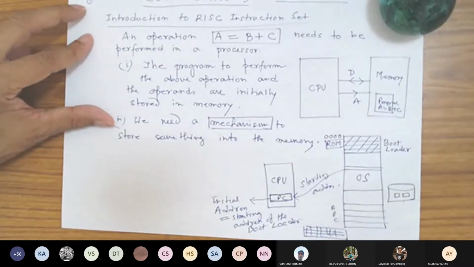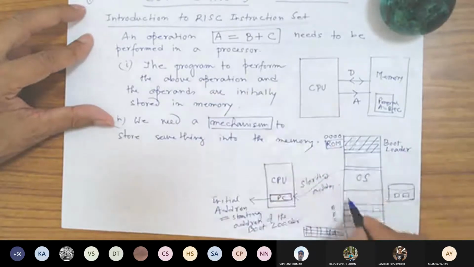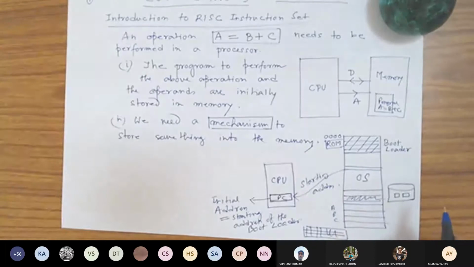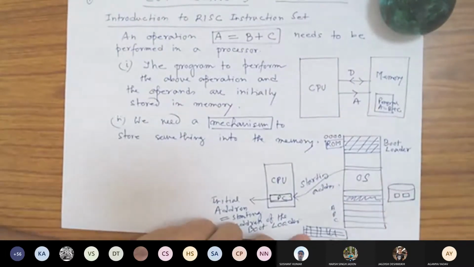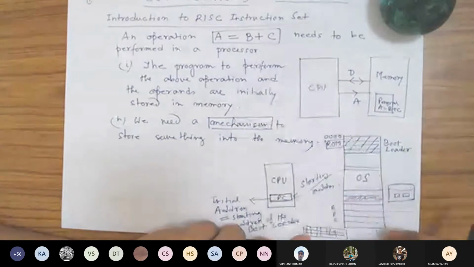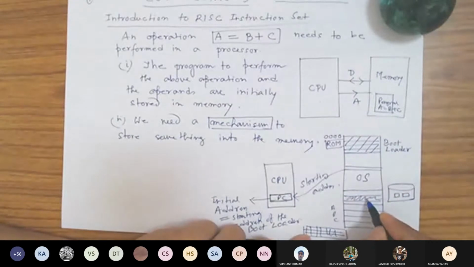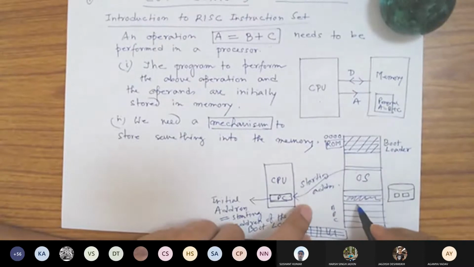Not only A, B, C, the program to execute on this A, B, C can also be written here, because you will be entering the program through the keyboard. So it will go here. And once the entering is done, you can actually ask the operating system to load your program. That's the call of execution.